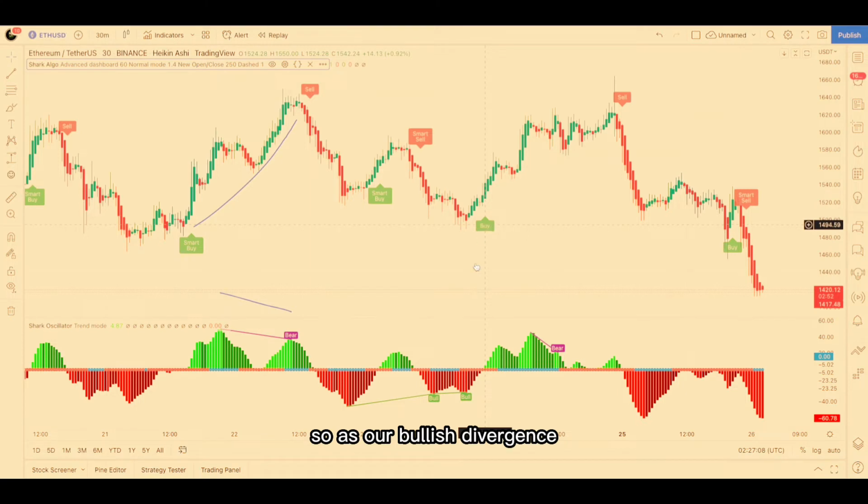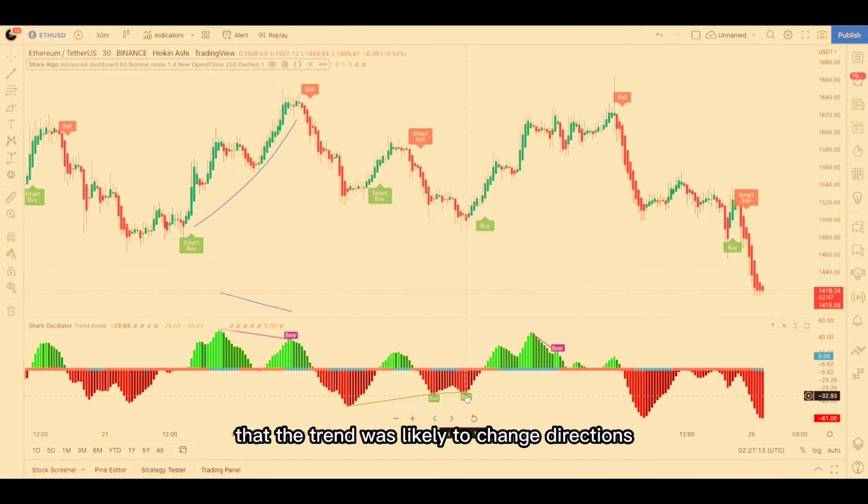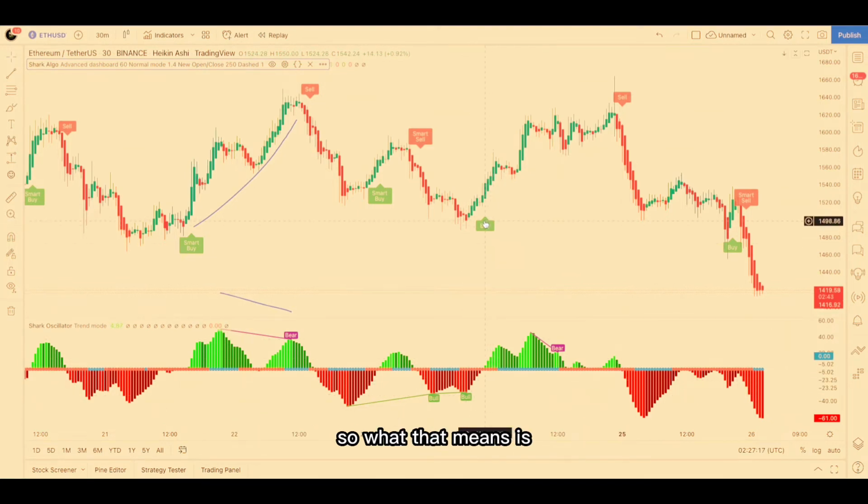As you can notice over here, we got a buy signal. So as our bullish divergence was identified, it was clearly showing us that the trend was likely to change directions. Then we got a buy signal. So what that means is we're getting confluence between the buy signal and the bullish divergence along with the oscillator, showing us that the strength of the trend is getting stronger towards the upside. And as we can see here, it's going from bright green to dark green. This will indicate where you might want to take profits or move your stop losses.